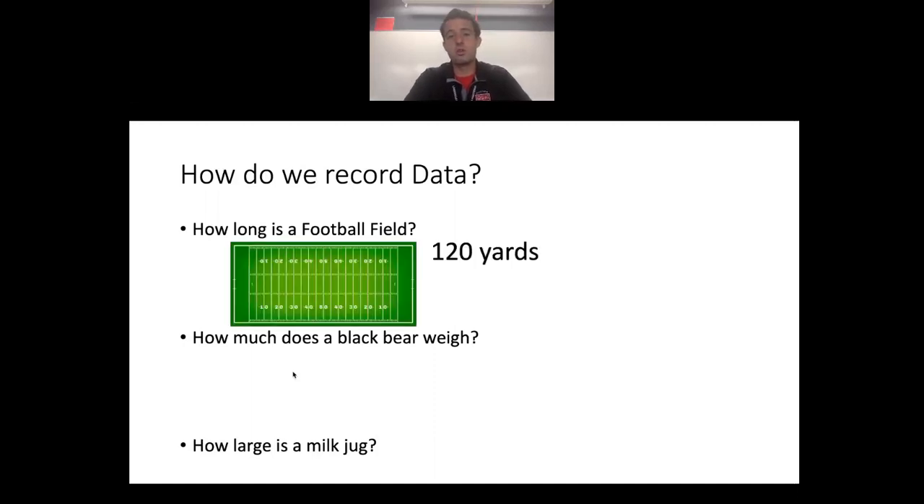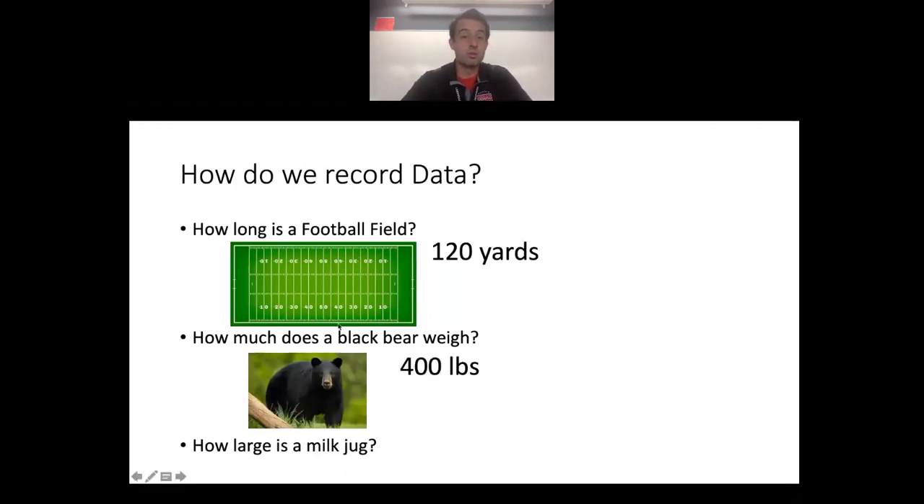Okay, so how long is a football field? A football field is 120 yards. 100 yards are marked out, and then the end zones are 10 yards each. So that adds up to 120. Hopefully you said 120, not just 100. How much does a black bear weigh? They weigh about 400 pounds. And how large is a milk jug? A milk jug is usually either a half gallon or a full gallon. So in this case, here's a full gallon of a milk jug.